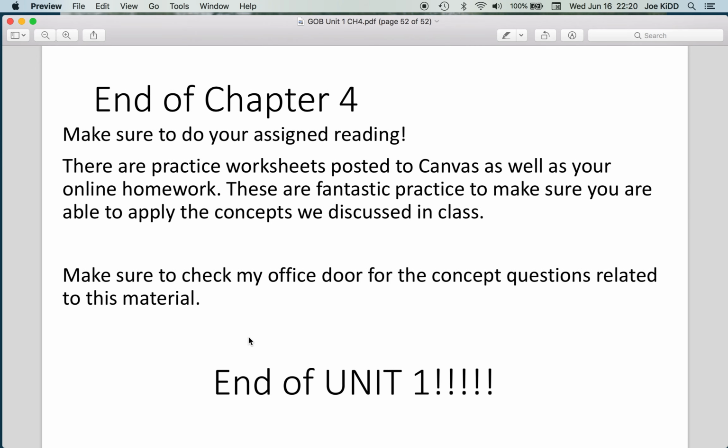Okay, that was the whirlwind of Chapter 4. It's very, very important that you utilize the extra time that we have during lecture and up through next Tuesday to do your reading and work on the homework. This will be great practice and will really help ensure that you solidify these concepts.